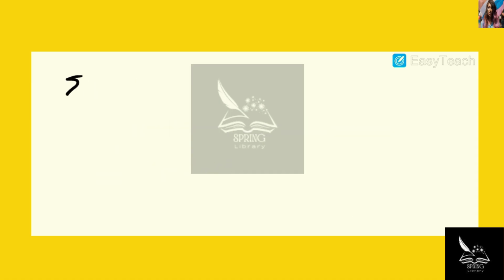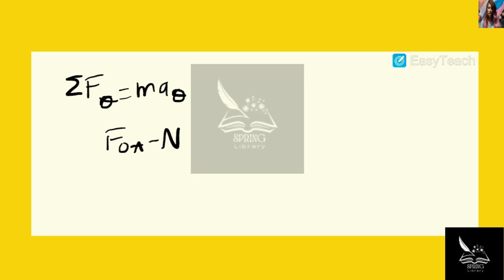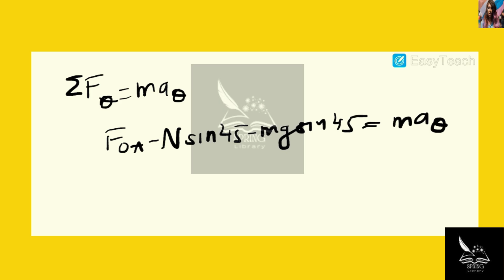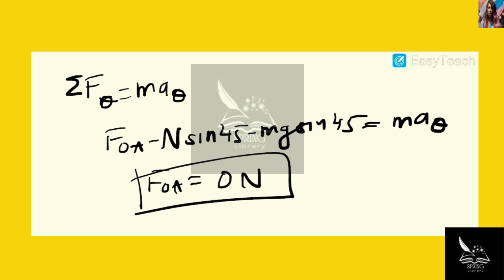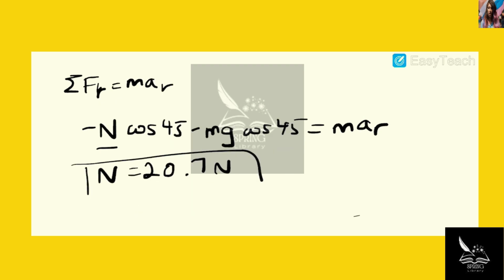Next, what we can do is we can do our Newton's second law in the theta direction, excuse me, and that's equal to m times a theta. And this gives us that F_OA minus N sine 45 minus mg sine 45 is equal to m times a theta. And actually this results in that F_OA is in fact equal to 0 newtons. So that's one final answer, and here's our other final answer.